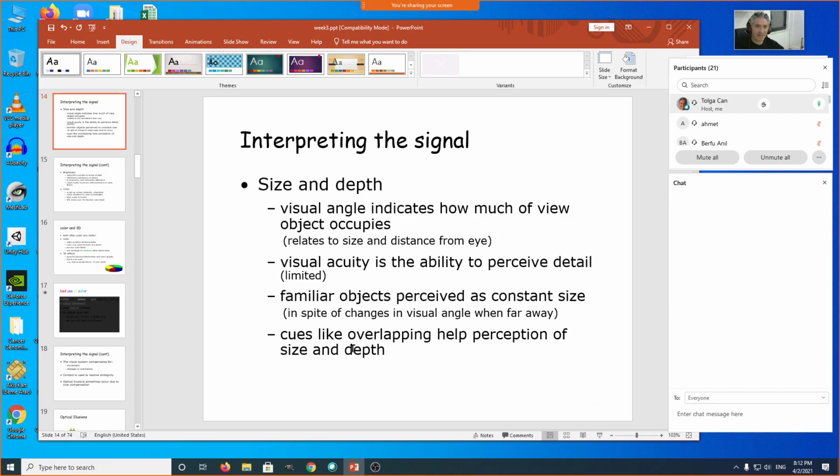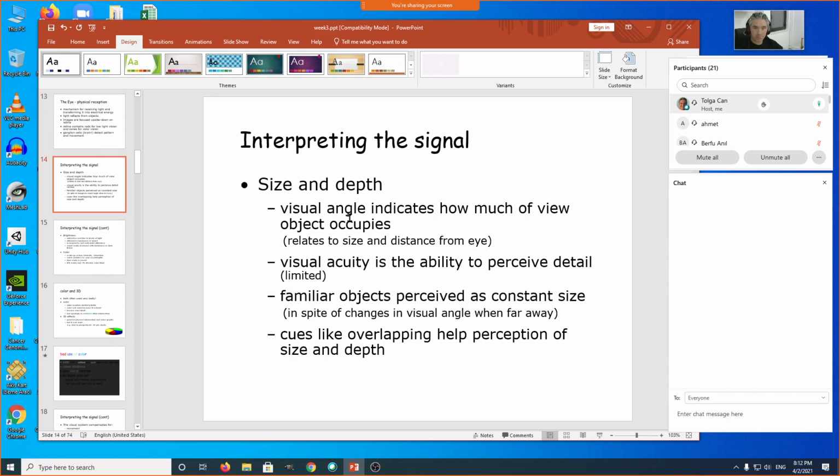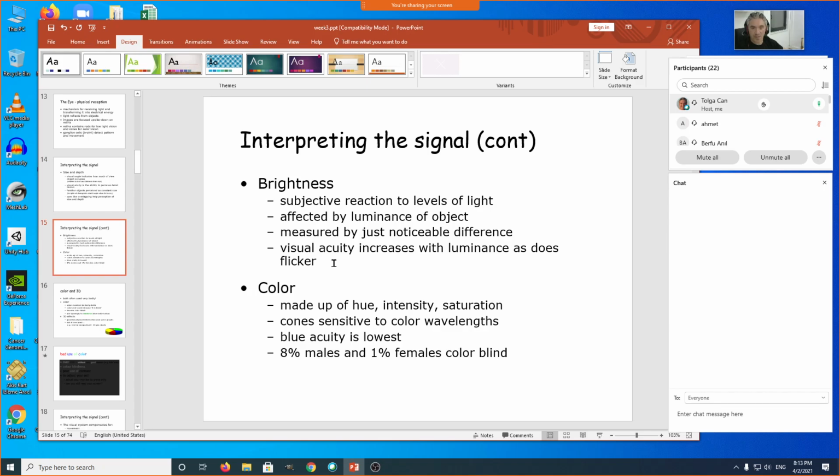But we make use of lots of visual cues, like shadow. Shadow is really an important cue for understanding whether an object is floating on top of something or sitting exactly on the table. Cues like overlapping help perception of size and depth. Our brains make these interpretations automatically. We don't even think about certain things when we are doing those. And actually, illusionists make use of these different ways our brains interpret these signals to provide illusions to us. Brightness also is really something subjective.